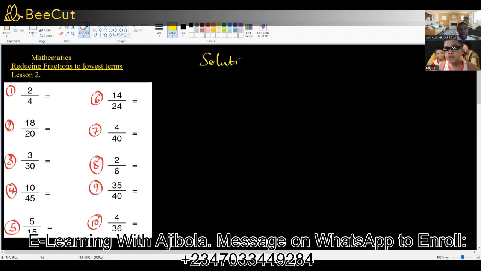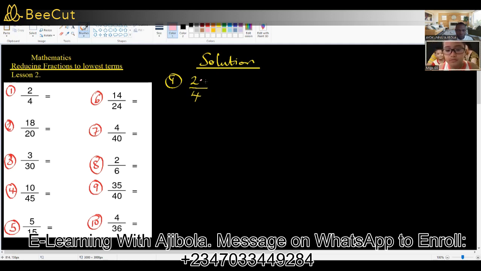Before you can reduce any fraction to the lowest term, what you need to do is to look at the numerator and the denominator. For example, in the first question, the numerator is 2 and the denominator is 4. Is that clear? Okay. Now, check through which number can divide 2 and can divide 4. That is, 2 times what is going to give me 2? Which number can divide 2 and can divide 4?